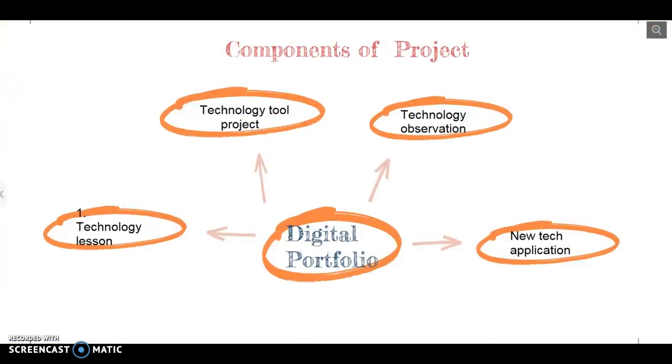Within my digital portfolio, there are 4 parts. Part 1 includes how I have integrated a technology lesson within the art room. Part 2 shows my technology tool project. Part 3 documents my technology lesson observation. And Part 4 highlights the National Gallery of Art Zone app as a new way to create digital compositions with students.